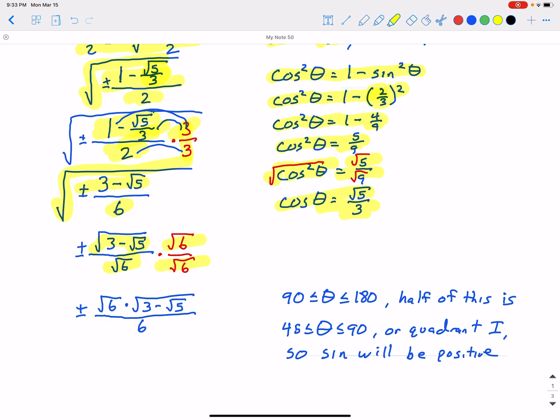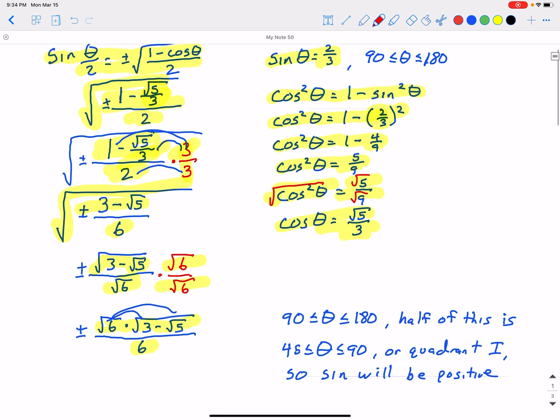It would be the square root of 6 times that square root of 3 minus square root of 5, all over 6. Now, I suppose if you really wanted to, you could distribute that square root of 6 into here, but there's really no reason to because trigonometrists don't really do that a whole lot. So that is the answer, but we still got that plus or minus hanging out in the front of there, so that doesn't mean it's plus and minus. It means that the answer is either going to be plus or it's going to be minus.